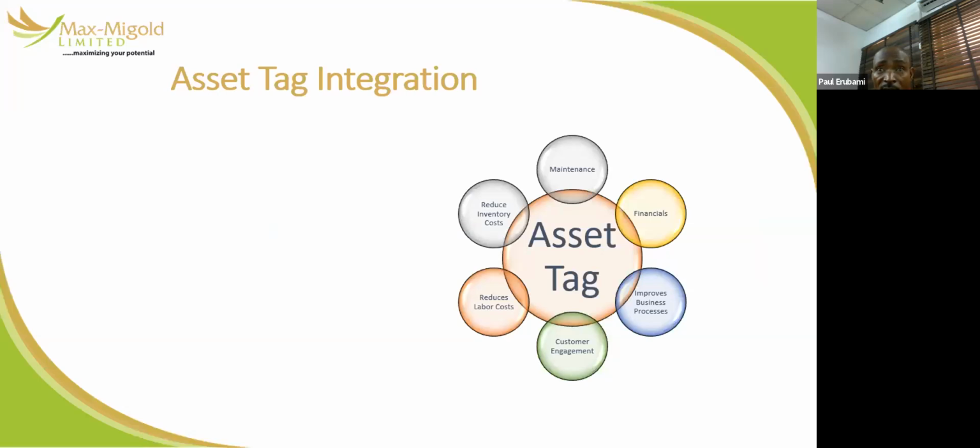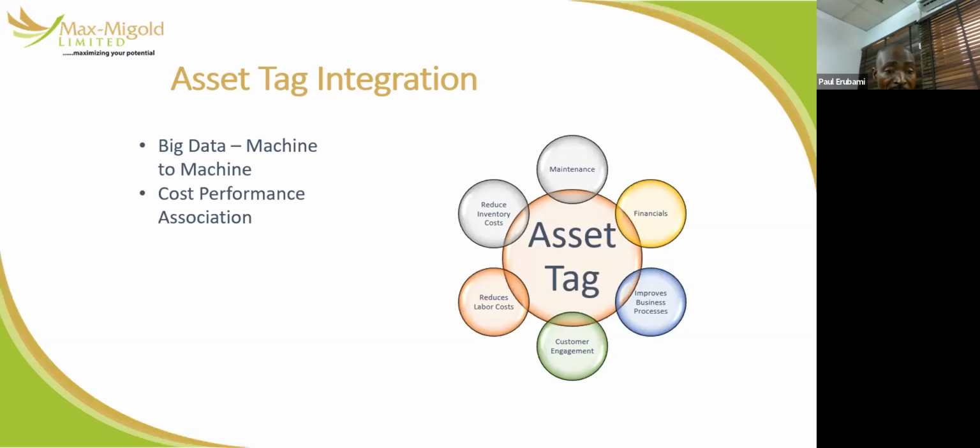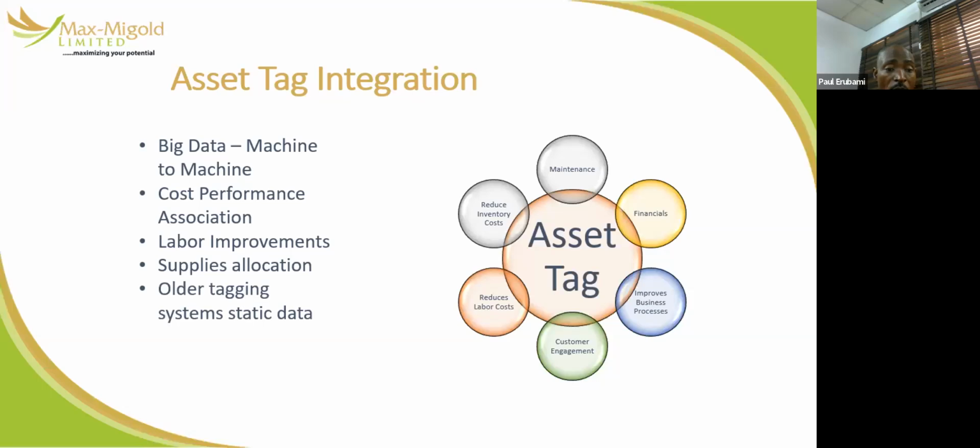Confirm, Barakat, you can see this slide. So you can use big data machine, you can use cost performance association, you can use labor improvement and supply allocation, other tagging system, static data. These are all classified under physical asset tagging, which is different from the computerized asset tagging. We will come to that computerized asset tagging as we move on.